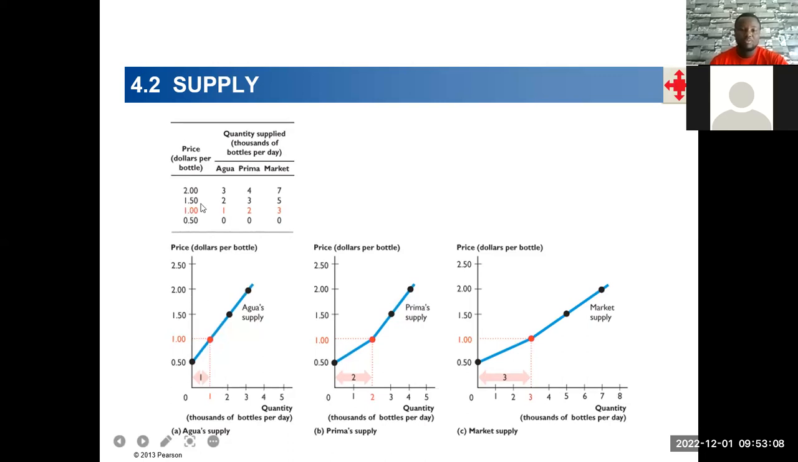Then you come to when the price is 1.5. You add 2 and this, we have what? 5. So we just do it for all the other points. Then a line drawn through those points will give you the market supply curve. That gives you the market supply curve.